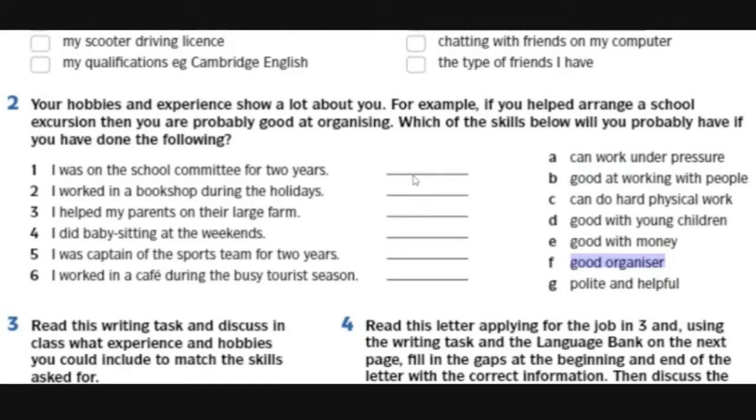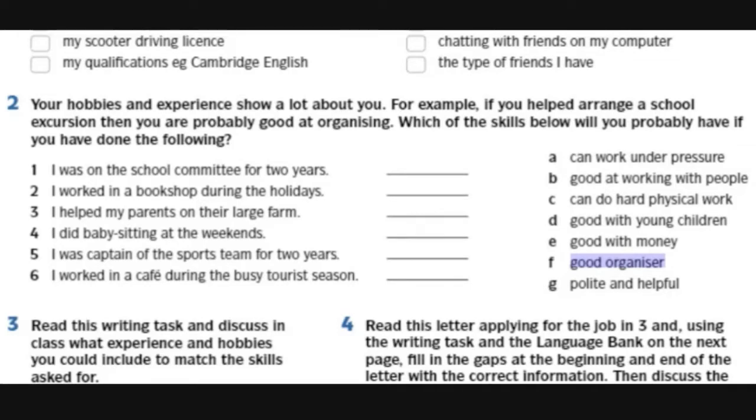Number two, I work in a bookshop during the holidays. What are the skills you could have? Can you type in the chat? If you are working in a bookshop during the holidays, what are the skills that you should have? Can do hard physical work, because you need to carry books sometimes, right? You have to carry cartons of books. And Kaisin also says G, polite and helpful. Yes, correct, because you have to deal with the customers in the bookshop. You have to be polite and helpful. Okay, good.